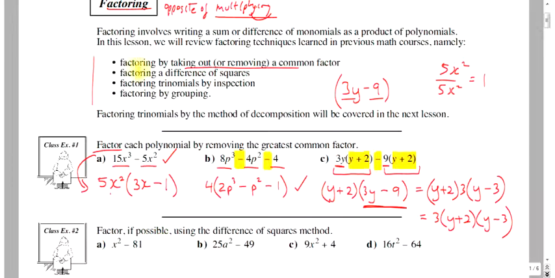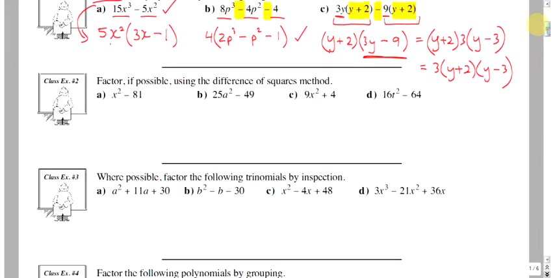What's the second one on our list? Difference of squares. Factor, if possible, using, here it's telling you how to do it. But like I said, on your test, you're just going to be getting that. You've got to know that maybe that's a difference of squares. If it's two terms, you have to think to yourself, difference of squares.